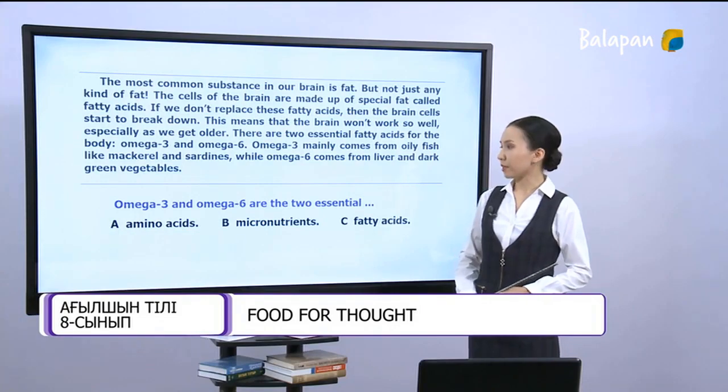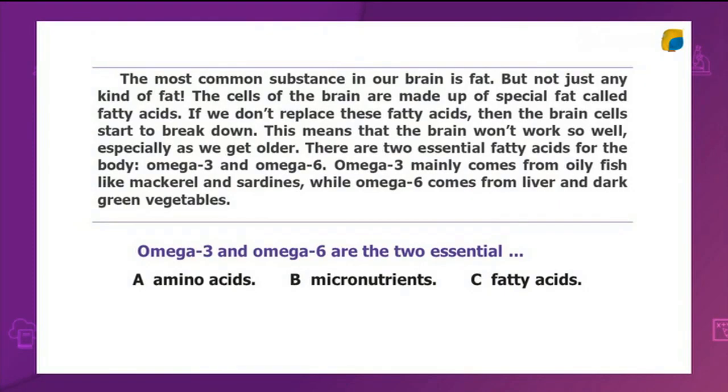The next part of the text. The most common substance in our brain is fat, but not just any kind of fat. The cells of the brain are made up of special fat called fatty acids. If we don't replace these fatty acids, then the brain cells start to break down. This means that the brain won't work so well, especially as we get older. There are two essential fatty acids for the body: omega-3 and omega-6. Omega-3 mainly comes from oily fish like mackerel and sardines, while omega-6 comes from liver and dark green vegetables.